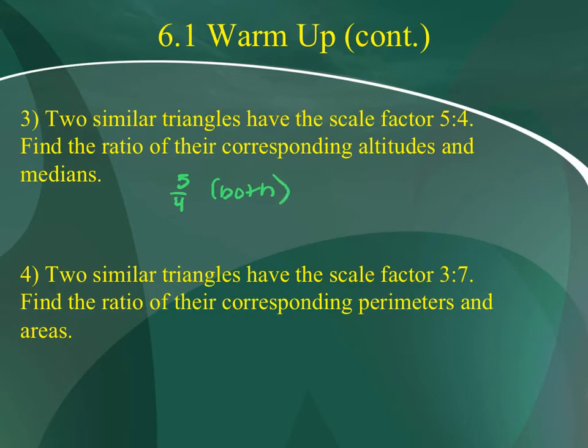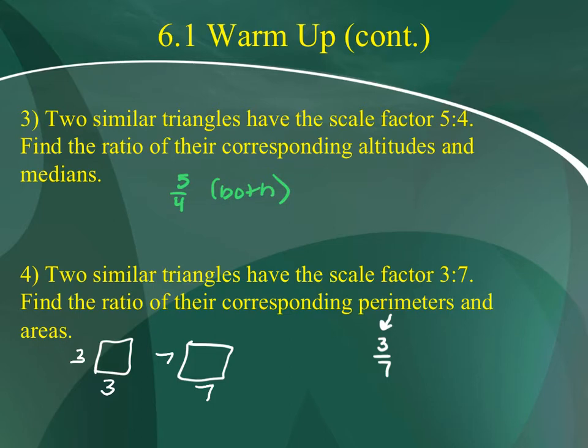Okay, and then the last one says two similar triangles have a scale factor of 3 to 7. Find the ratio of their corresponding perimeters and areas. So what do we know about the scale factor and the perimeter? They're the same, right? So perimeter would also be 3 to 7. But if you think about what would happen if I had area, right? Whatever the shape is, if the ratio is always 3 to 7 and 3 to 7, what would I do to get the area? Multiply 3 times 3 and 7 times 7, right?